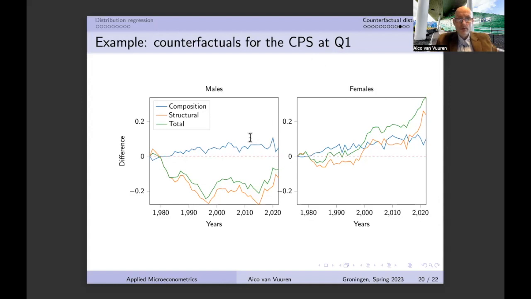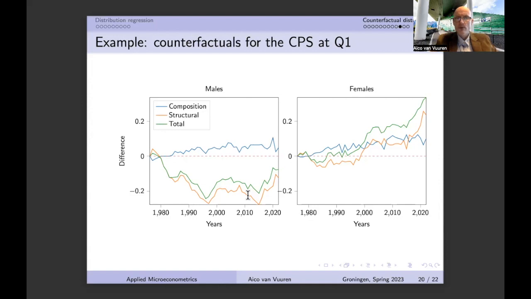But that implies, of course, that for all this decrease that we have over here, given the fact that the composition effect plus the structural effect always have to sum up to the total effect, the structural effect should be even more negative than the total effect. And that's exactly what we see over here. The structural effect is everywhere below the total effect. So the reason why men had this drop in wages can be fully ascribed to the fact that they were paid worse over time.